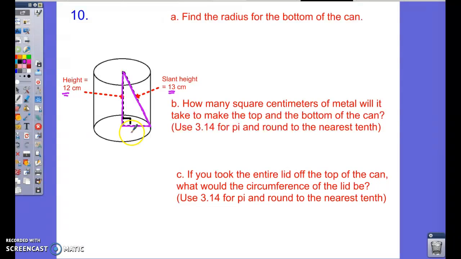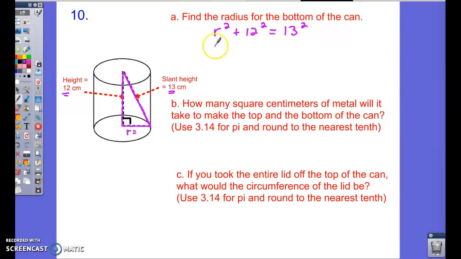Since they're asking us to calculate what the radius would be, they're essentially asking us to find the distance from the center of the bottom of the can all the way out to the edge. And you can see that we do have a right triangle situation, so we're going to take the one leg squared plus the other leg squared is equal to the hypotenuse squared.